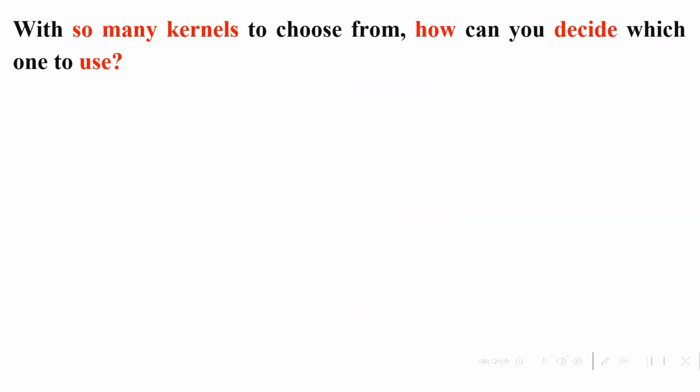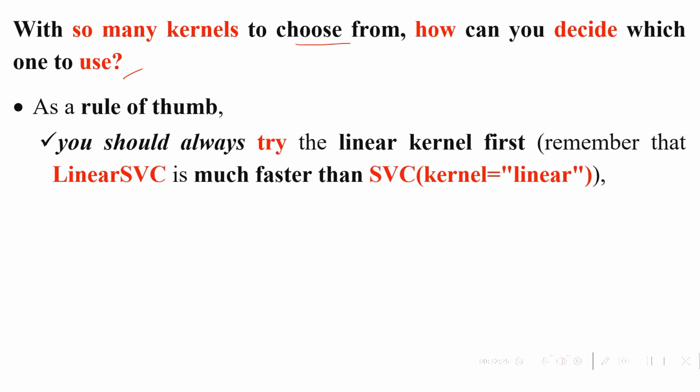Okay. Now with so many kernels to choose from, how can you decide which one to use? There are different types of kernels, so which kernel you use and when is very important. As a rule of thumb, you should always try the linear kernel first of all. Remember that LinearSVC is much faster than SVC with kernel equal to linear. So always use LinearSVC first of all. If it is okay, then go for the kernel part.